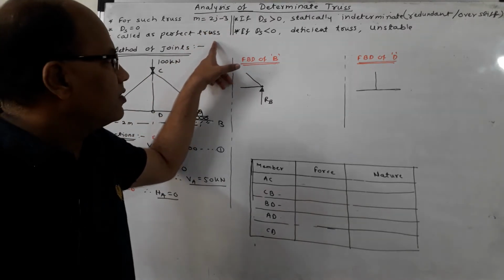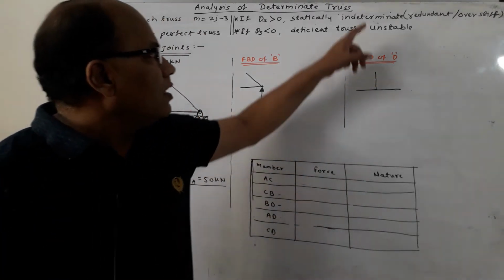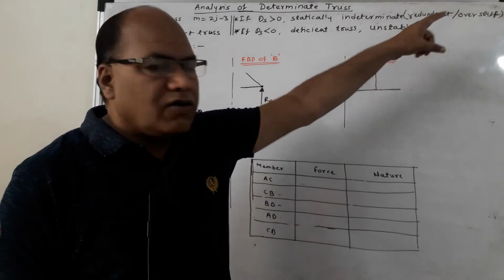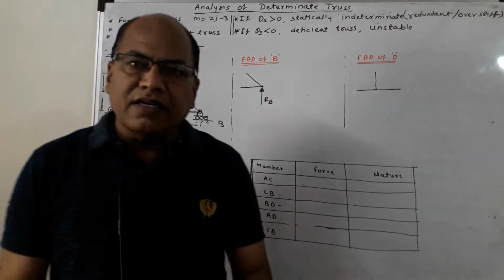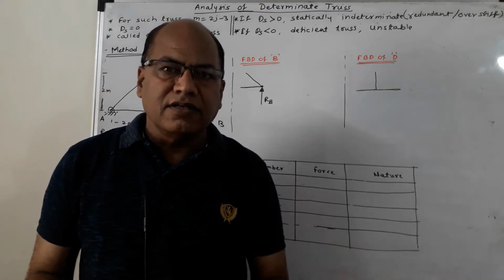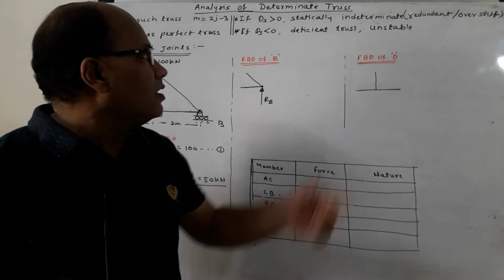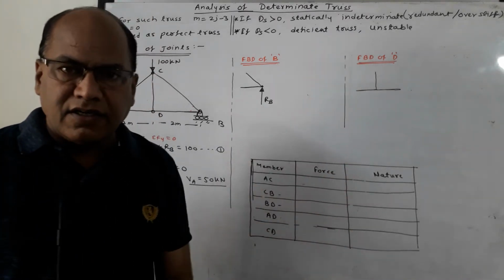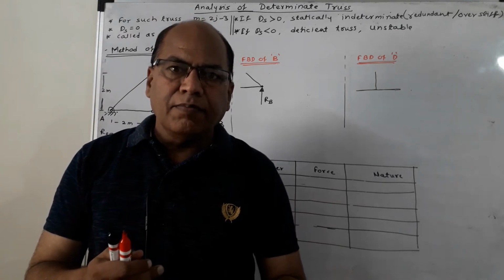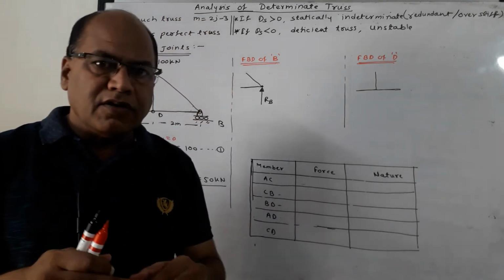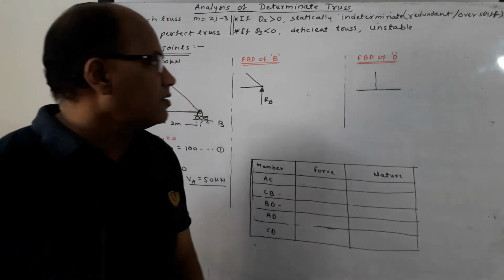then such a truss is called a perfect truss. If m is greater than 2j minus 3, it is called an indeterminate or redundant or oversteep truss. Whereas if m is less than 2j minus 3, such a truss is not used and is unstable, and it is called a deficient truss. So there are three types of 2D trusses: perfect truss, imperfect or oversteep, which is also called redundant truss, and the third one is the deficient truss.